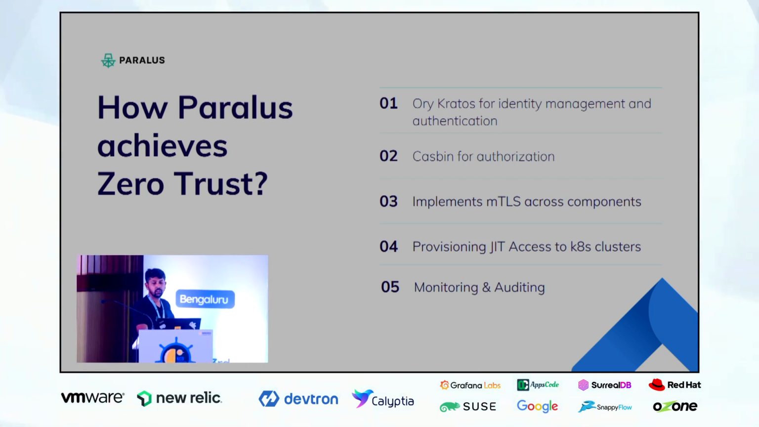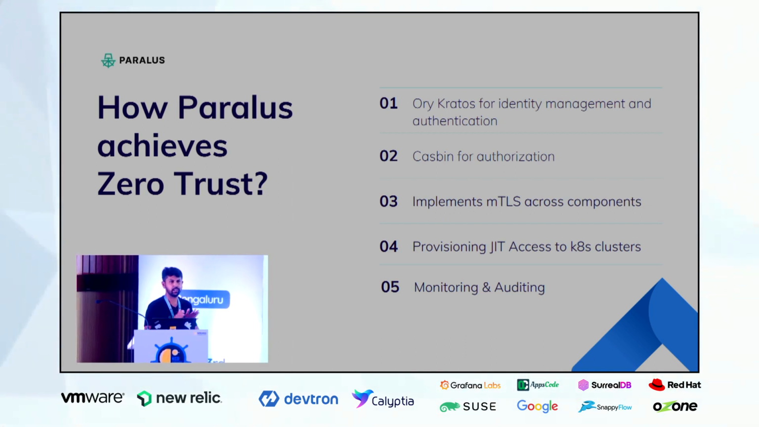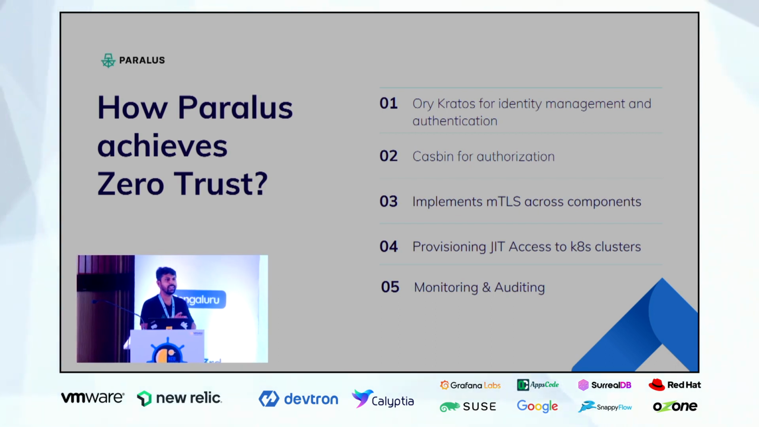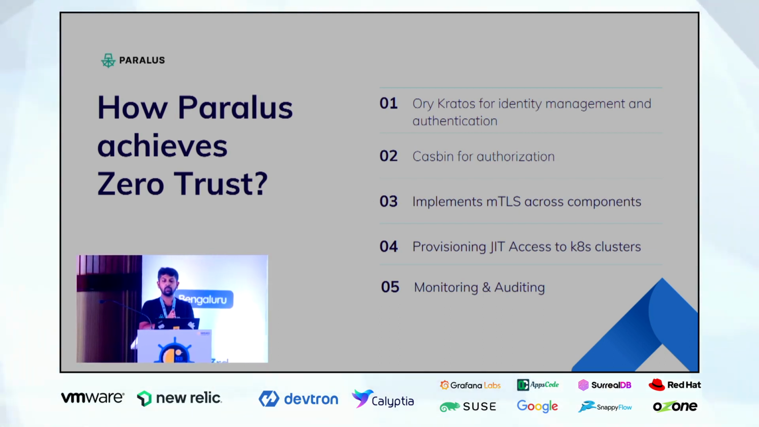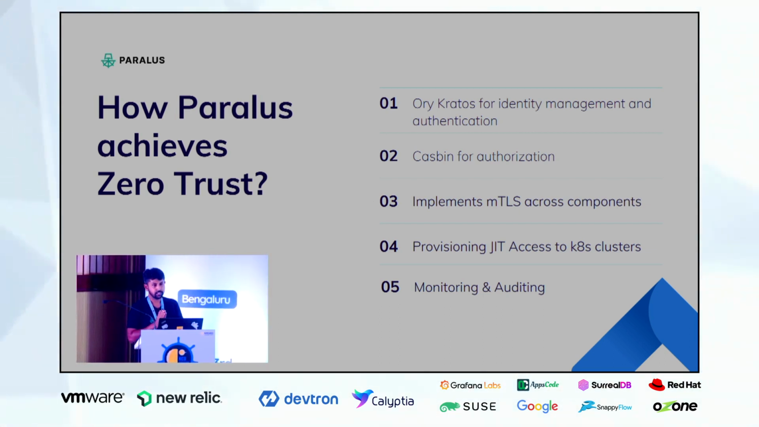The third one is, Zero Trust as a principle. It says that you don't trust anybody, right? Not the user, not the service, not the application, not the networks. You don't trust anybody. Ensure that you validate each and every request that comes to you, be it from someone you already know. So the third point is it implements mTLS across components.